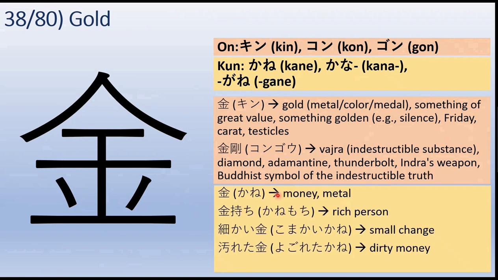In Kun'yomi, we have kane as money or metal. Then we have kanemochi, which means rich person. We have komakai kane, which means small change. And we have yogoretakane, which means dirty money. This is a radical in itself, and this is the stroke order.